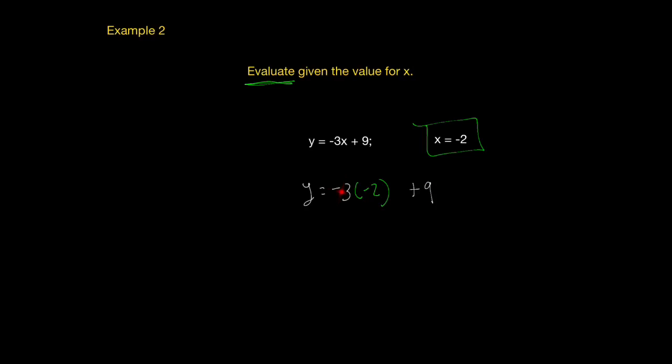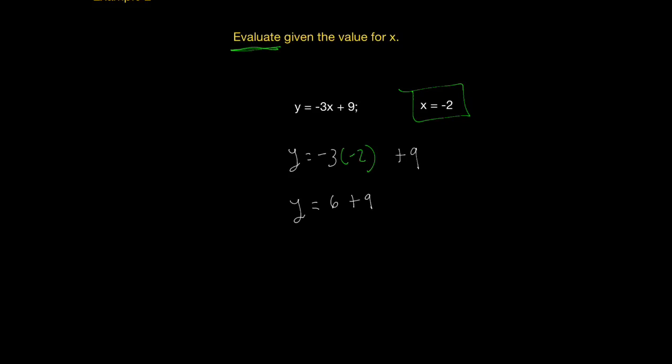Now here we have negative 3 times negative 2, and a negative times a negative is a positive, so we're going to get positive 6 plus 9, so we get a total of 15. 6 plus 9 is 15.